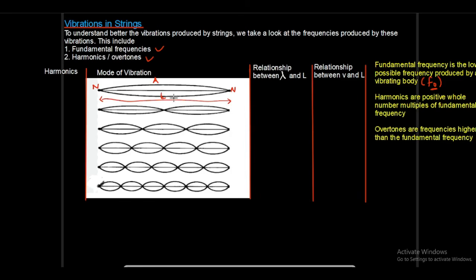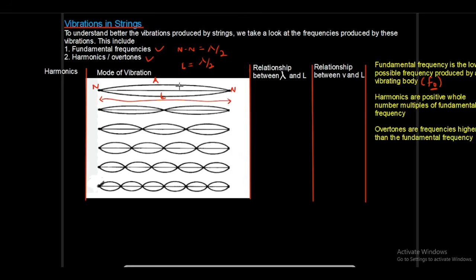Now, from our knowledge of stationary waves, we know that the distance between two consecutive nodes, that's from node to node, is equal to lambda over 2. The distance between two consecutive nodes is equal to lambda over 2. Now, from node to node is also the length of our string. So we can say here that the length of our string is also equal to lambda over 2.